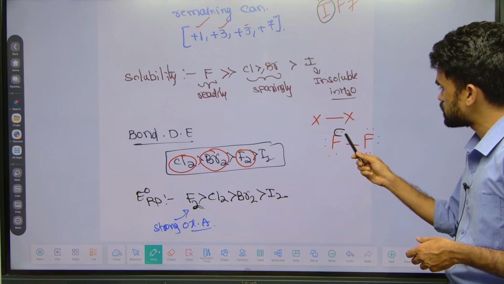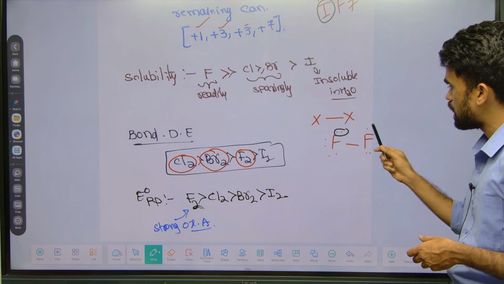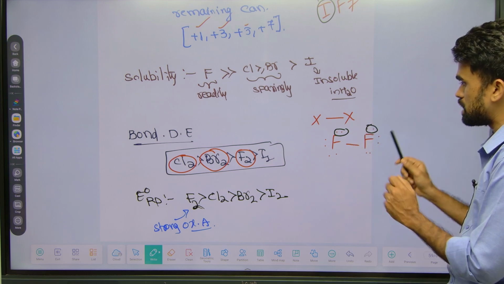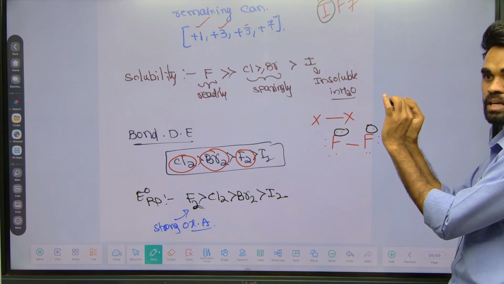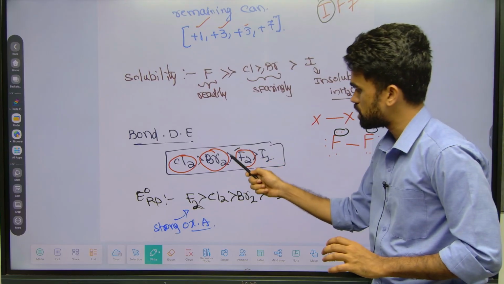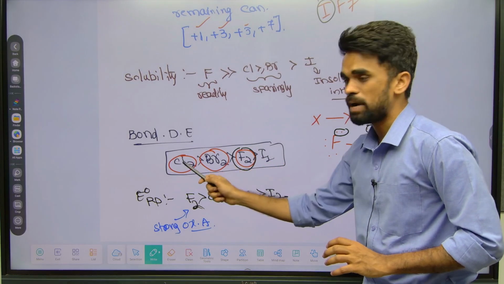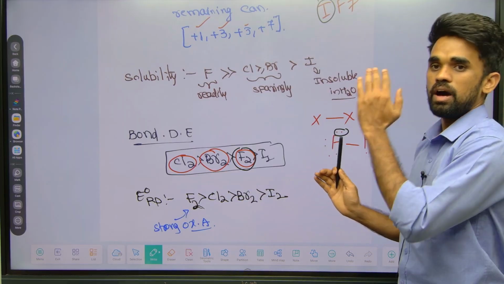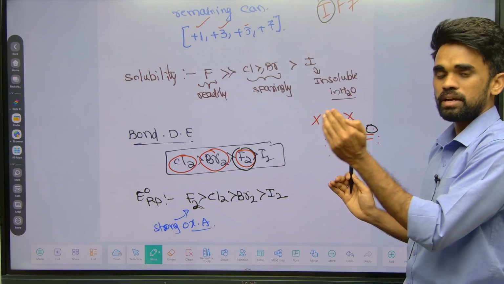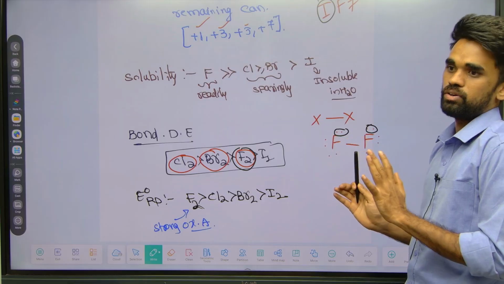There will be repulsions between the lone pairs of this fluorine atom and that fluorine atom. Due to that repulsion, what happens? This bond gets weakened. Weakened means it easily breaks. So that's why bond dissociation energy of fluorine is less compared with chlorine and bromine. So what is the overall order? Highest chlorine, next bromine, next fluorine, then iodine.